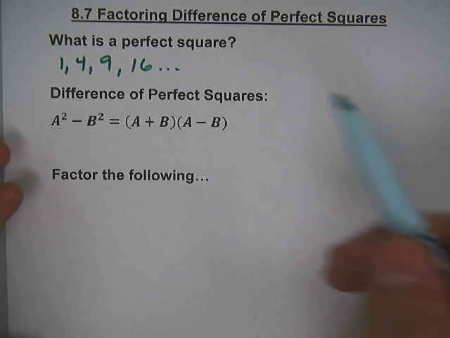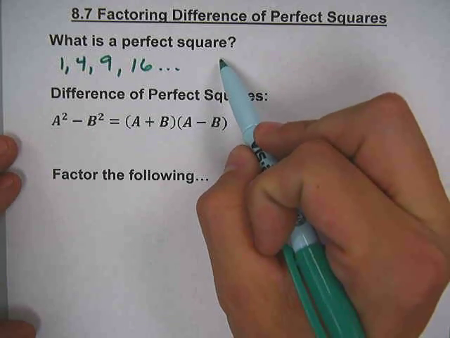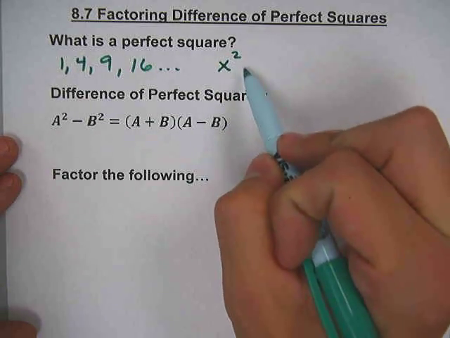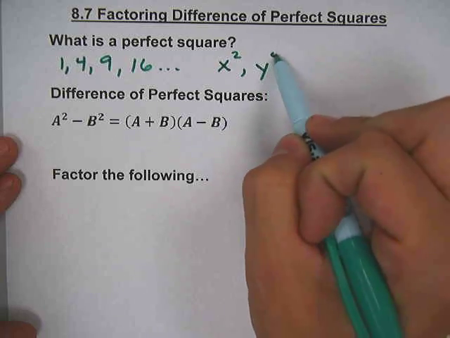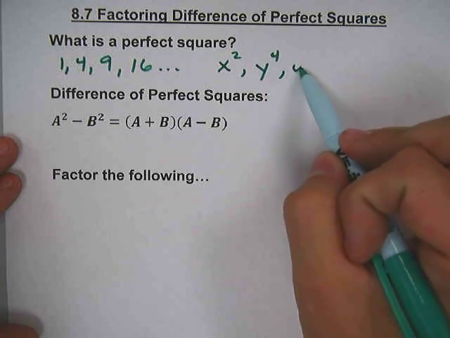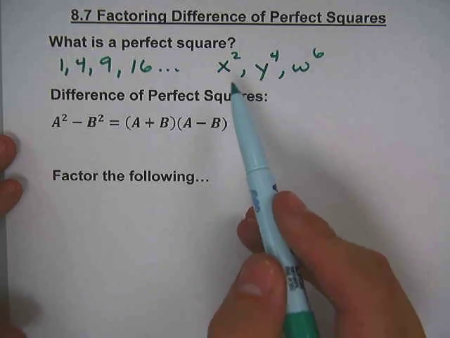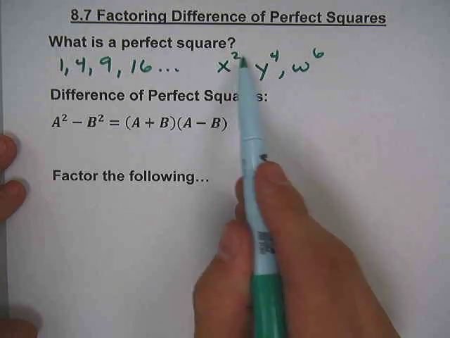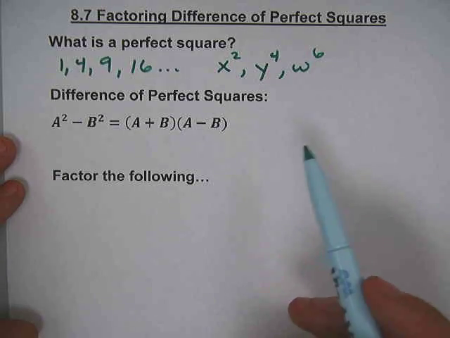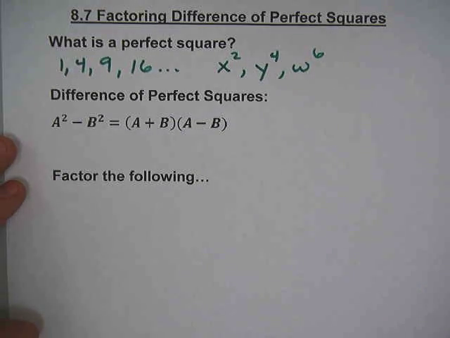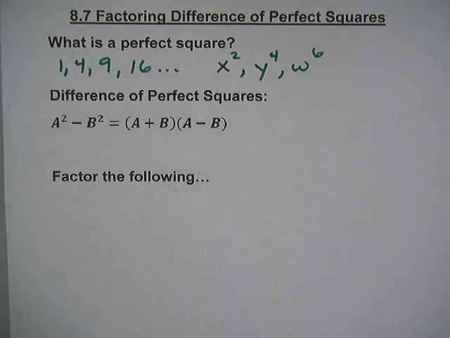Well, variables can be perfect squares too. A perfect square variable would be something like x squared, or y to the fourth, or even something like w to the sixth. And what you'll notice is that for a variable to be a perfect square, it has an even exponent. So like x to the third would not be a perfect square.